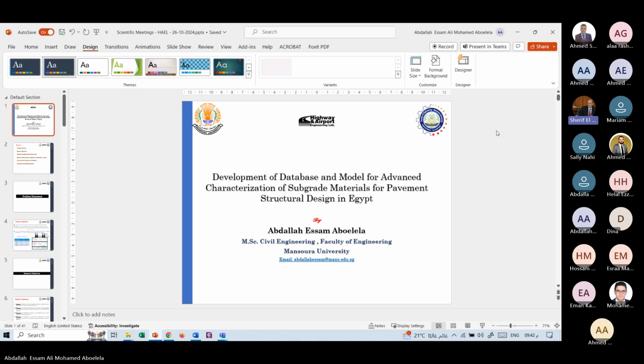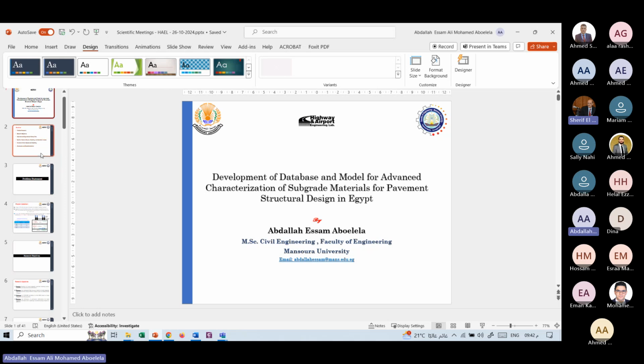Abdullah's work is a continuation of this work, because there is another equation in the Egyptian code that correlates the MR to the CBR of the subgrade layers. And usually for weak subgrades with CBR less than 10%, this equation calls for MR equals 1500 CBR, and this is in psi units. So what Abdullah found is that this correlation is not accurate for our materials.